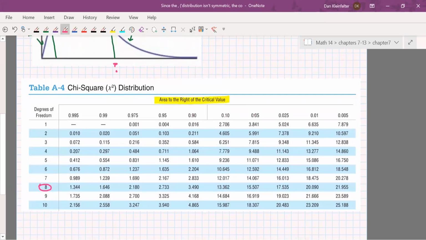So looking across the top, 0.05 is here. This is always the area to the right. 0.05 to the right, 15.507.